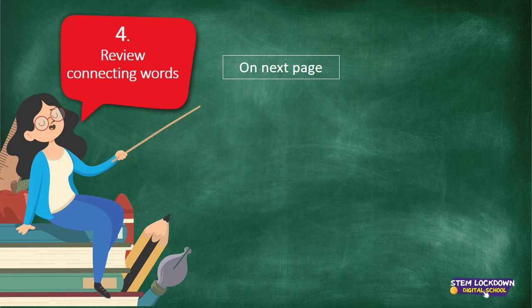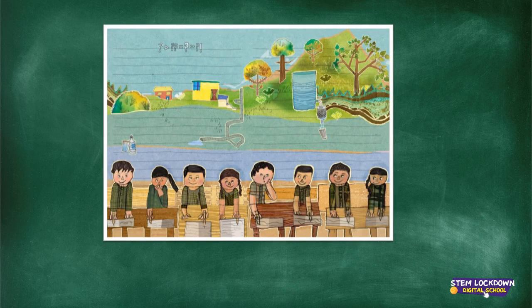Now we're going to review connecting words. The 3 that we're going to review are because, so that, and but. Alright, let's do our connecting words. Now, do you remember this picture? This comes from our story about Hermione and the water problem at the school.